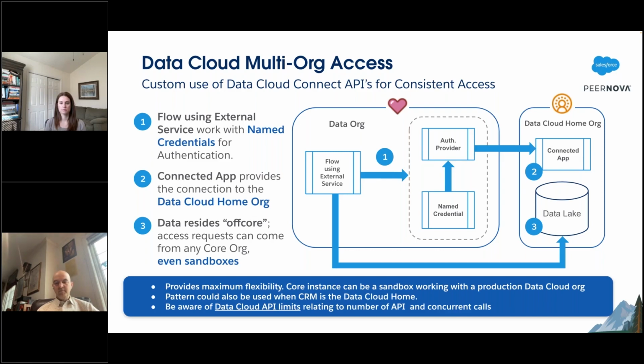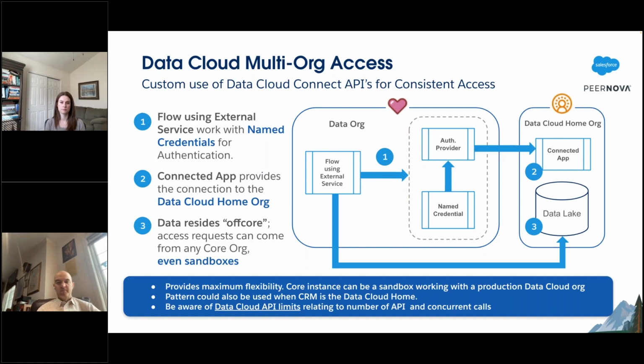It makes the most sense for the CRM org to be a data source ingested into Data Cloud, given most of these operational interactions will start with the ingested record from a data source. It's, however, possible to connect to a CRM org that's not acting as a data source if the use case requires it. The pattern, while having some complexities in implementation, provides maximum flexibility, as the CRM instance does not have to be a production instance, but can also be a sandbox, given it does not have to be the Data Cloud Home.